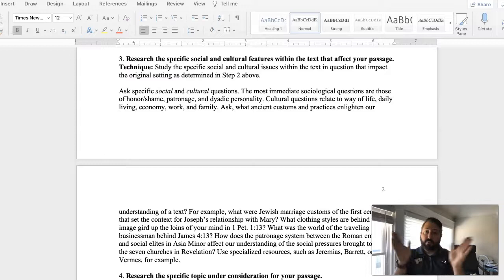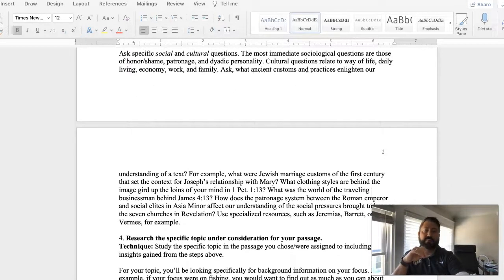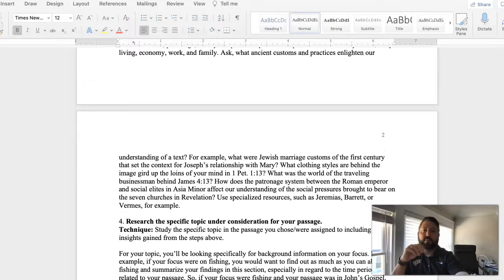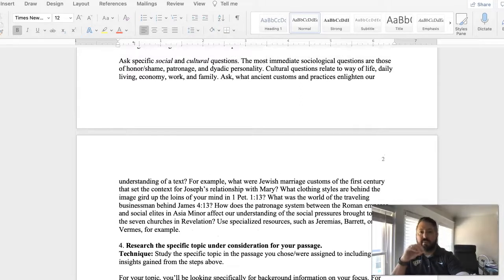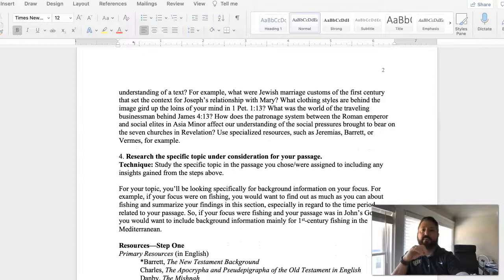The third section, we're narrowing even further. I want you to research the specific social and cultural features within Romans. Like what's going on socially, what's going on culturally. I've given you some questions here to wrestle with: the daily way of life, economy, work, family. What does a typical Roman family look like, and that sort of thing. And I've given you some examples here.